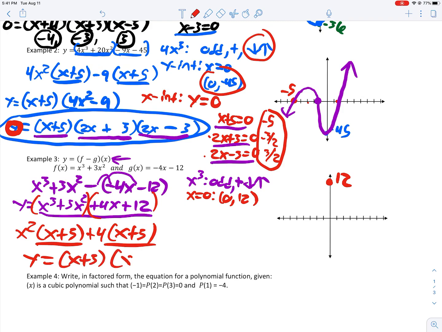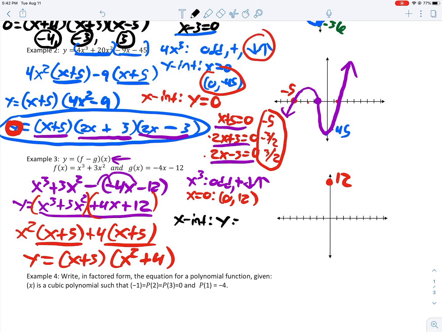Okay. So now some of you are like, oh, x squared plus 4, you can factor that further. No. Yes, they're perfect squares. It's not a difference though. It's an x squared plus 4. So that can't be factored any further. That is fully factored.